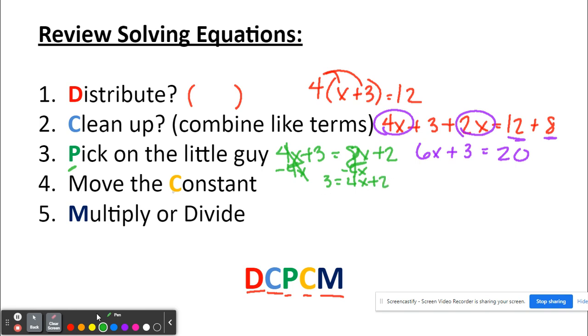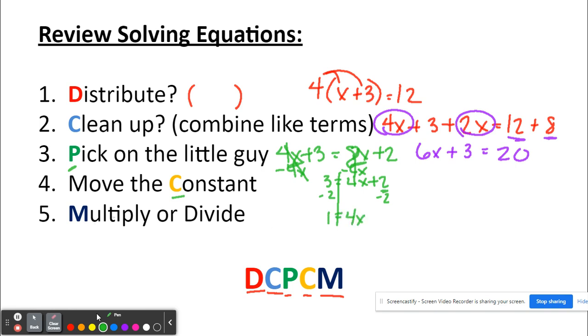Okay. And then the last two, these should be pretty easy. This second C, the fourth letter, stands for constant. And then the last one is for multiply, divide. So let's just go ahead and finish out this problem right here. This is the constant. It's the number that is with the variable, but it's the whole number. And so I'm going to move this constant. So I do minus 2 minus 2. So I've got 1 equals 4x.